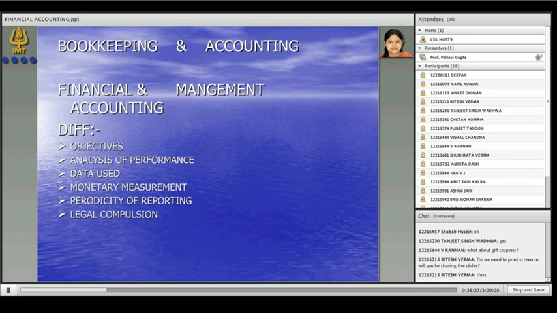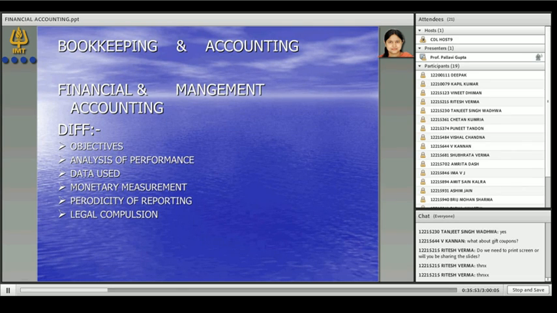Now there are two terms, bookkeeping and accounting, which are being used interchangeably. Bookkeeping is basically restricted to recording, classifying and summarizing, while accounting is a more comprehensive term which also includes the functions of interpreting and communicating. So bookkeeping is a subset of accounting.